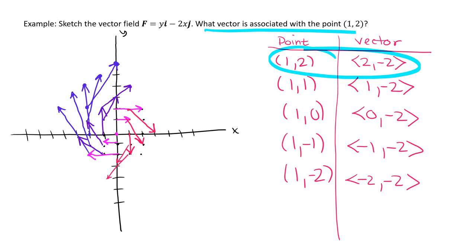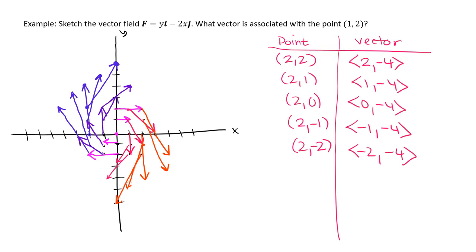Oh, actually, I'm going to pause. There was another question in this problem. It says, what is the vector associated with the point 1, 2? We actually computed that in this column, so let's just jot that down so we don't forget. So the vector associated at the point x equals 1, y equals 2 is this vector right here, 2, negative 2.